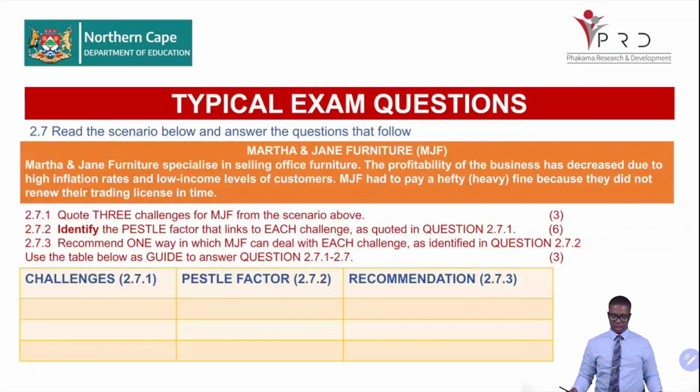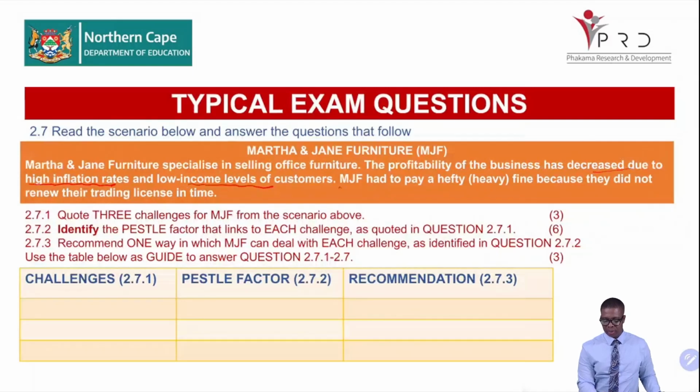Now let us look into this question where we are talking about Martha and Jane Furniture. Martha and Jane Furniture specializes in selling of furniture. The profitability of the business has decreased due to high inflation rates and low income levels. So let's look into the challenge that Martha and Jane are facing here. The profitability has decreased. What is the reason? Due to high inflation rates and low income levels.